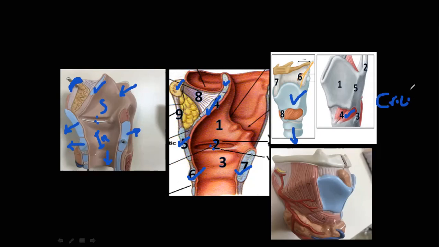Cricothyroid muscle. Yes. What is the nerve supply of this muscle? External laryngeal nerve. Yes, external laryngeal nerve. From where? From vagus, yes. What is the name of this muscle?